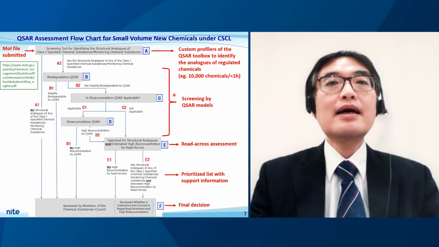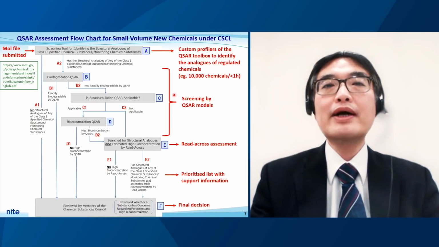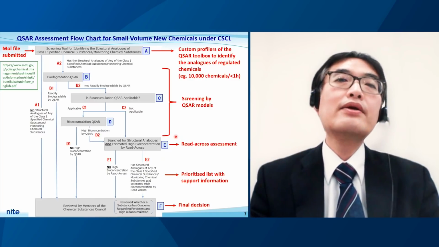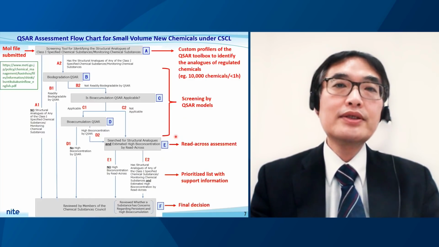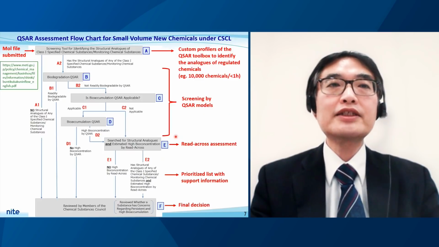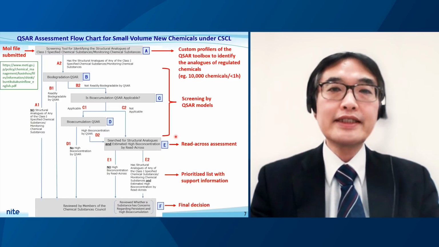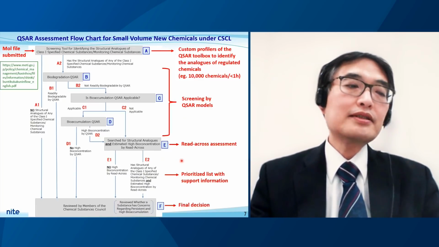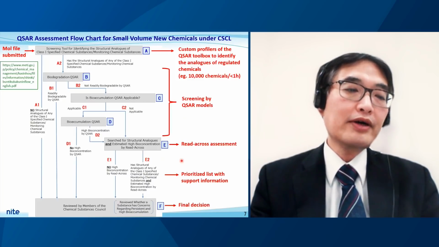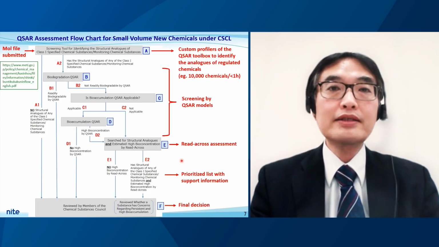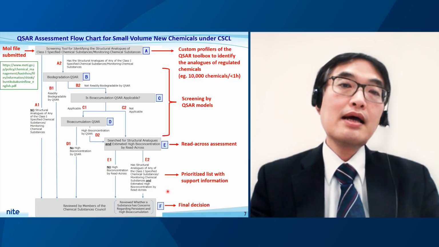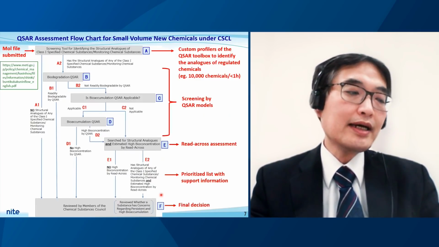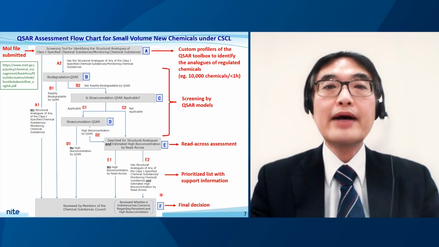And then the identified analogs are further screened by QSAR models. And then read-across assessments are conducted on the chemicals predicted as persistent and bioaccumulative by QSAR. The chemicals predicted as persistent and bioaccumulative by read-across are the highest priority chemical group to be focused on for expert judgment. As a result, we can prioritize a lot of chemicals notified and provide them to the CSCL Council with support information for final decision.